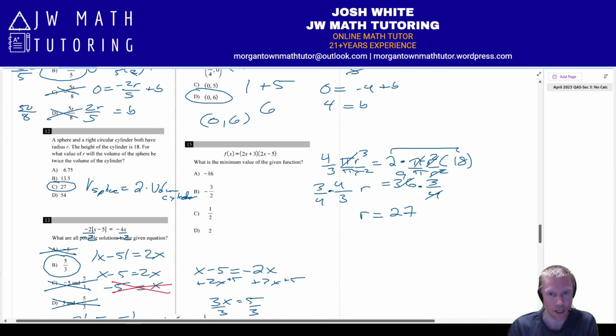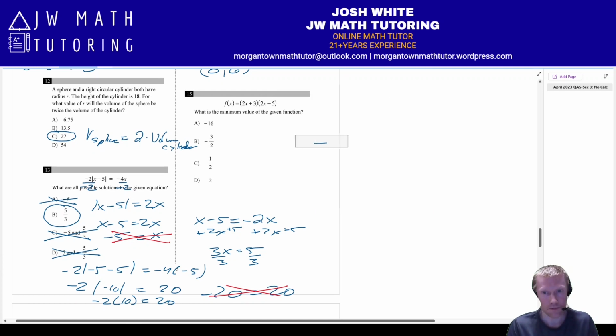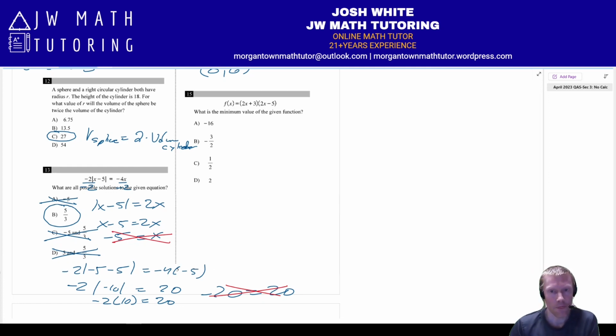All right, for 15, now this problem, there are multiple ways you could solve it. I am going to show both ways. I mean, they're somewhat similar. So first, I'll go through the method you would use if you just kept it in this form, which is a modified version of the intercept form. So intercept form normally for a quadratic equation is like x minus p times x minus q, whereas this has 2x plus a number, 2x minus a number, but it's close enough.